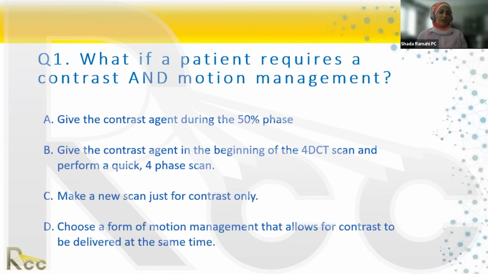B, give the contrast agent in the beginning of the 4D CT scan and perform a quick scan, so maybe a 4-phase scan instead of 10. C, maybe do a new scan just for contrast only. D, or maybe choose a form of motion management that allows for both contrast and motion management to be delivered at the same time.